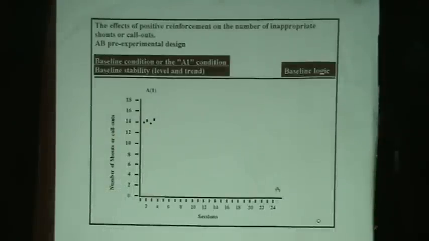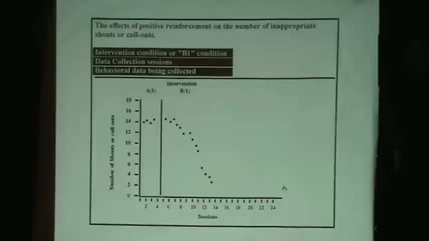Then we introduce positive reinforcement as the intervention, and the data moves in a therapeutic direction and it comes down, so that we're almost at 2 or 3 inappropriate callouts as opposed to 14 or 15. This is wonderful for a teacher, but for a researcher, it does not establish experimental control, or it has no internal validity. So then we introduce the baseline condition again.